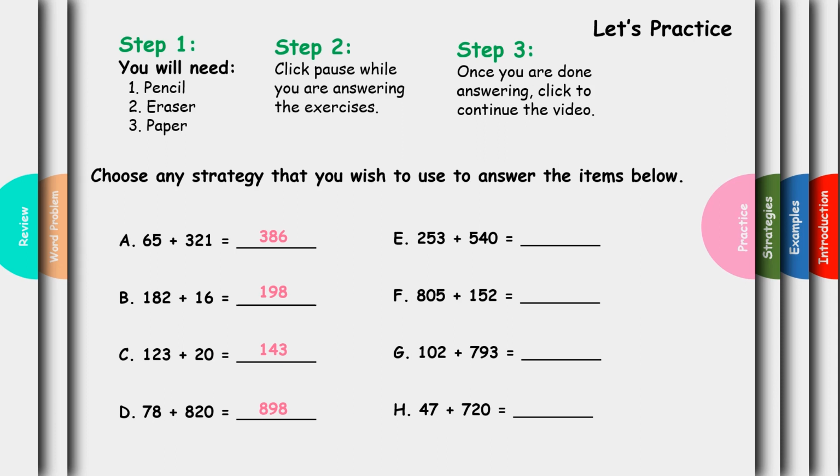Letter E. 253 plus 540 equals 793. Letter F. 805 plus 152 equals 957. Letter G. 102 plus 793 equals 895. And lastly, letter H. 47 plus 720 equals 767. Well done.